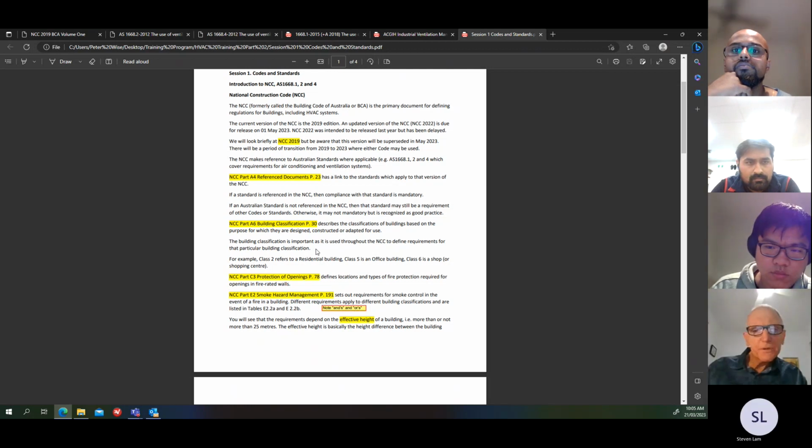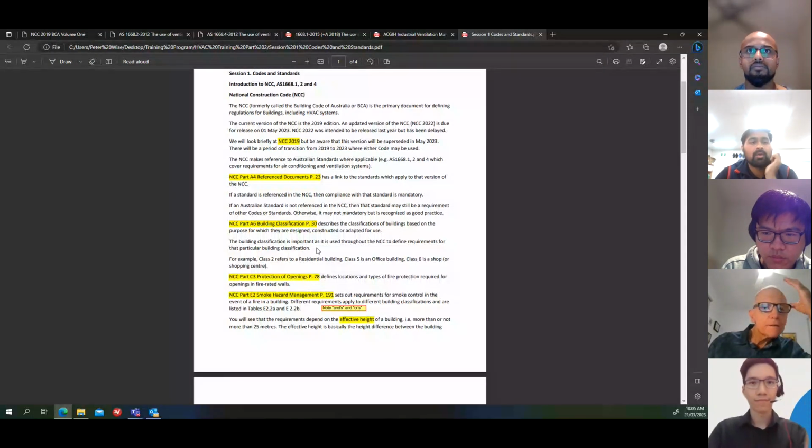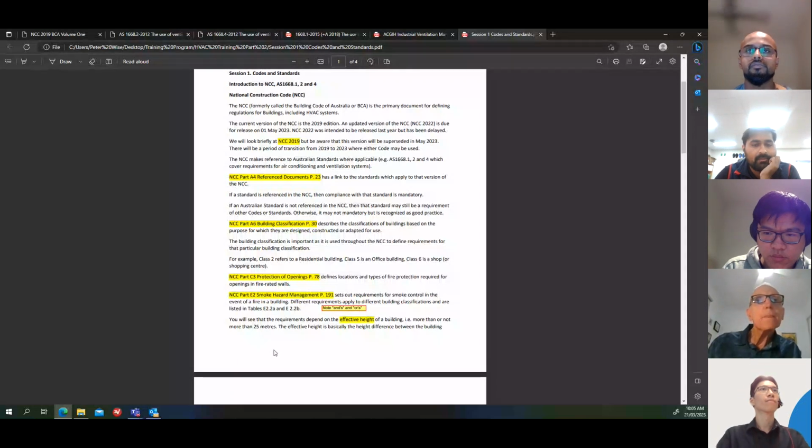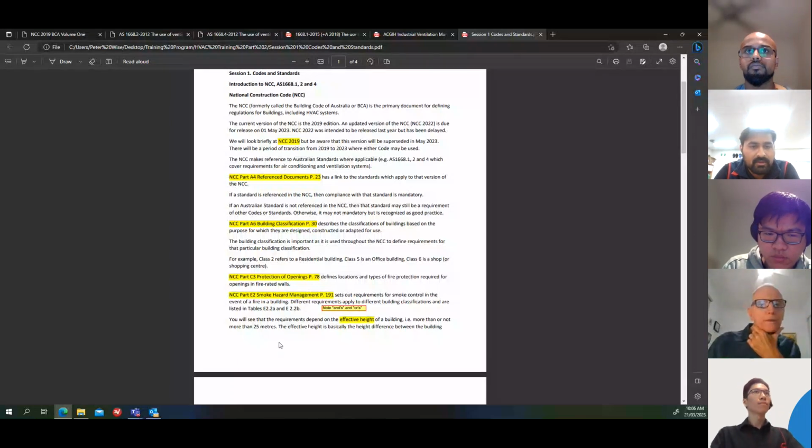Are you familiar with this? Just give me a shake of the head or not, if you've come across this before. I know I've talked to the MEPAC guys about this before. Kaushik, are you familiar with this? Yeah, the building classifications: the office tenancy, residential apartments, those different kinds of classification of the building. Yeah, so that's good. That's important to know.